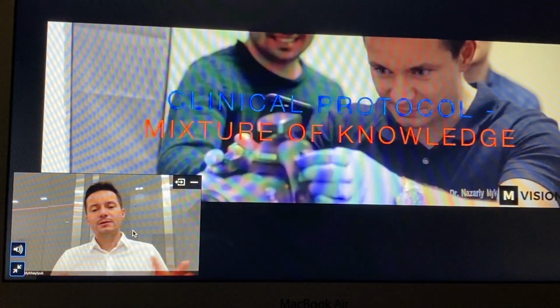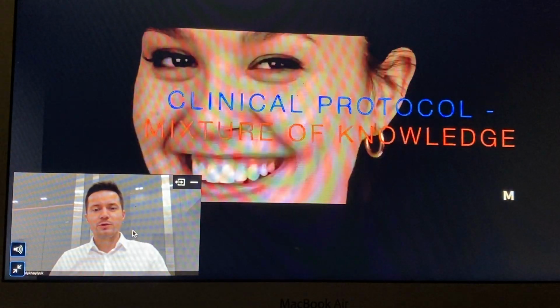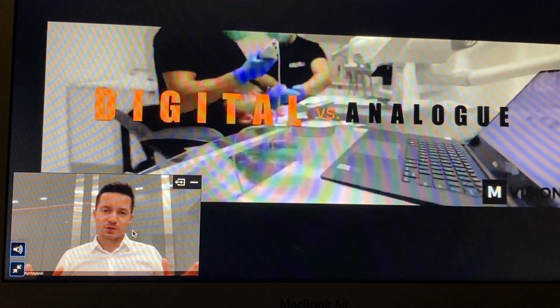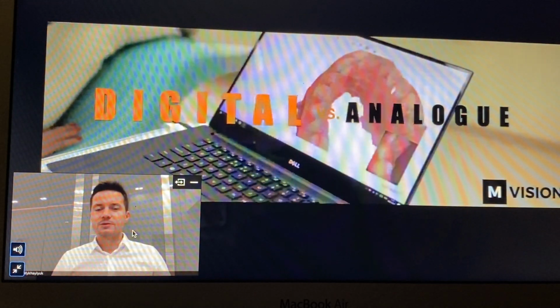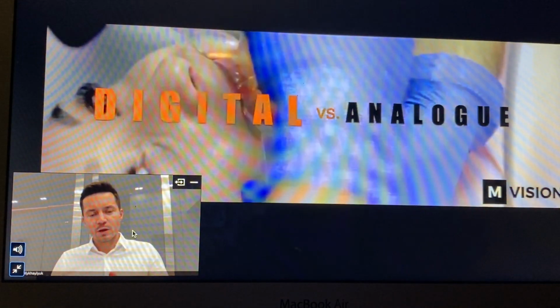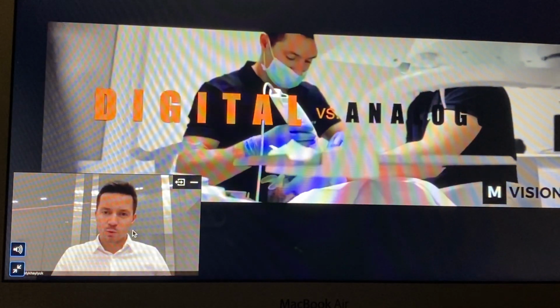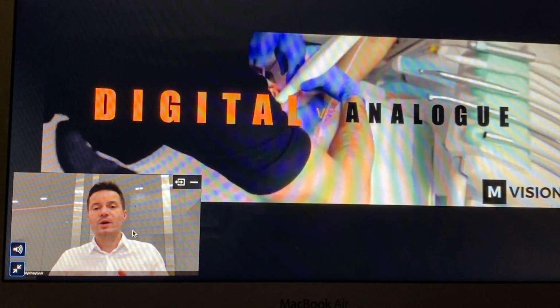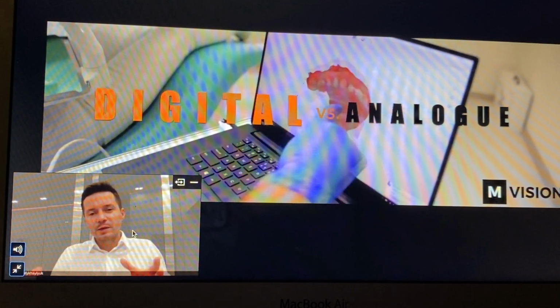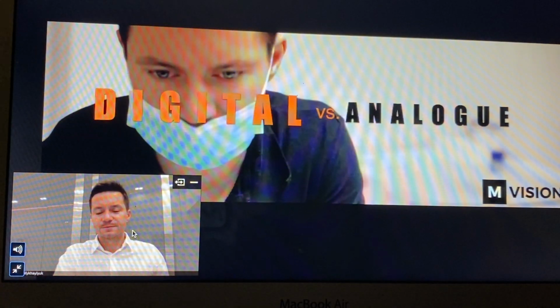So is it really digital versus analog? Do they really need to fight, these 2 directions? I don't think so. I think it's great to be able to combine the benefits of the analog workflow with the benefits of the digital workflow. I think it's even better if you have experience with the analog, because then it's easier to implement it in digital.